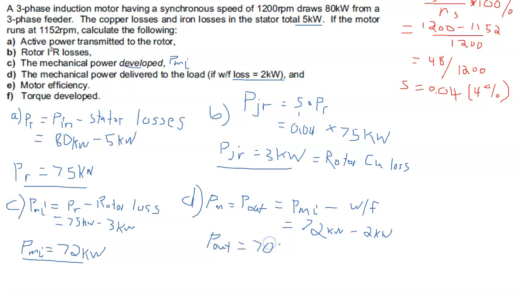So that's a large motor. It's got a 70 kilowatt output and 80 kilowatt input, so there's 10 kilowatts of losses, and the rest of that we're led to believe is delivered to the load. Motor efficiency is easy now because we have both P in and P out, so I'm going to put the efficiency calculation over here now.